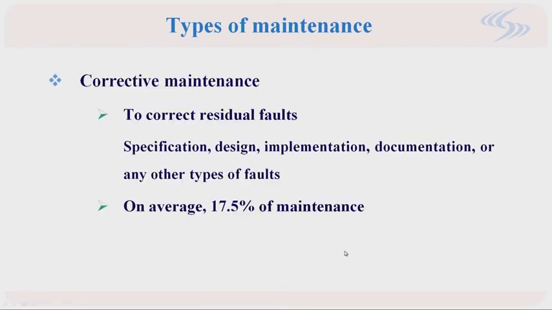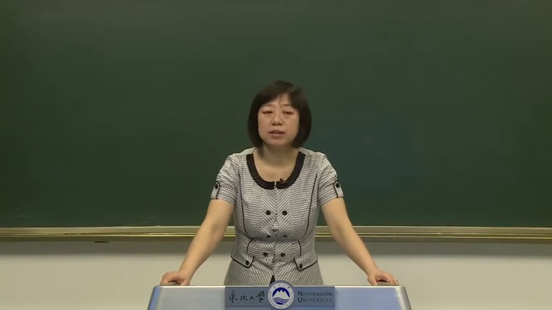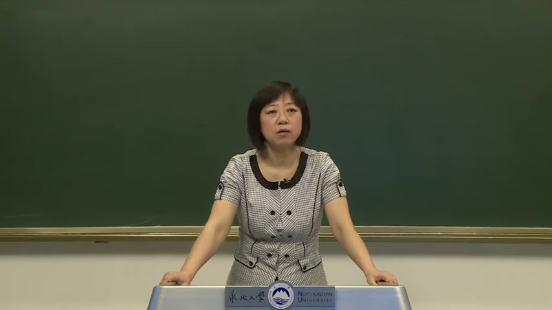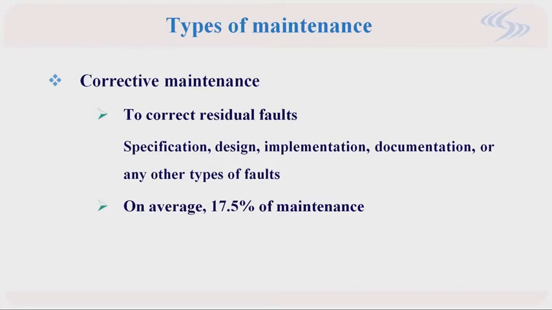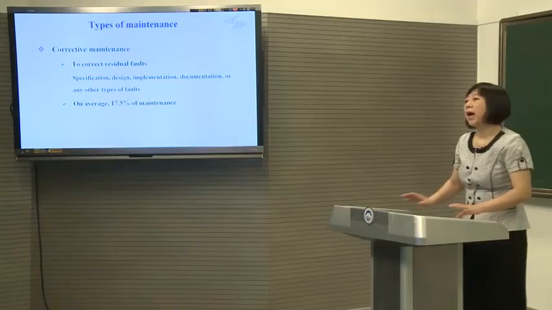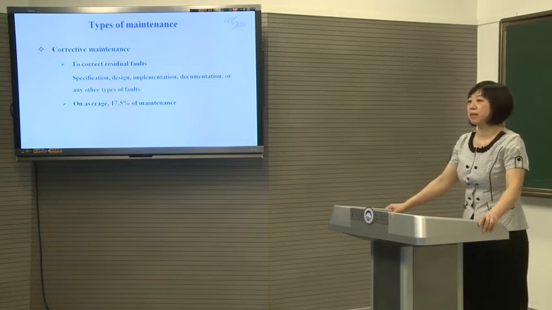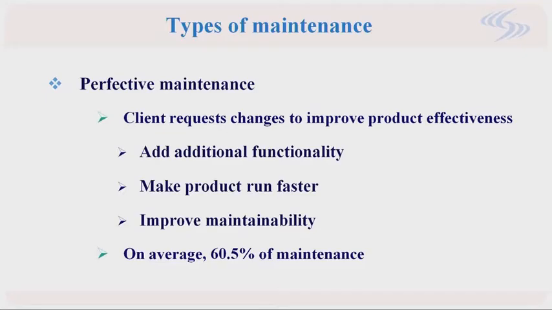So, what is corrective maintenance? Corrective maintenance means to correct residual faults. The faults may lie in specifications, or design, or implementation, or documentation, or any other types of faults. Actually, only 17.5% of maintenance belongs to corrective maintenance on average. So that means it's actually less than we expected. Well, more than half of maintenance will be perfective maintenance.